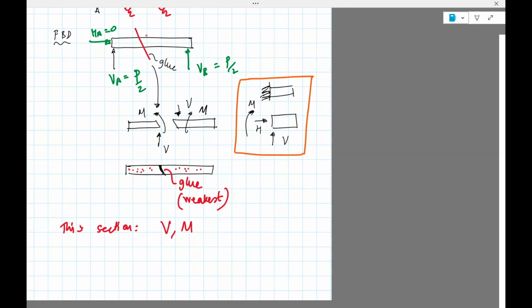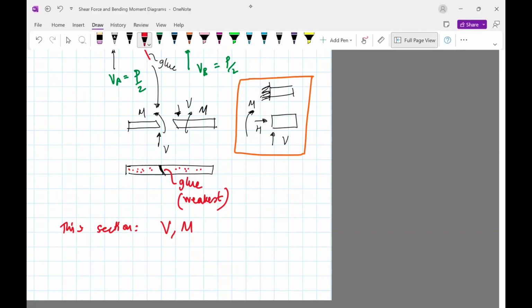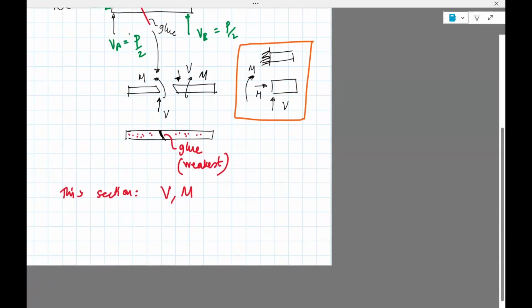Okay, and V and M are going to be important because the shear force and bending moment are actually related to the stresses. So the next section will be connecting V and M with stress. And there's another stress which we've not talked about, which is shear stress.